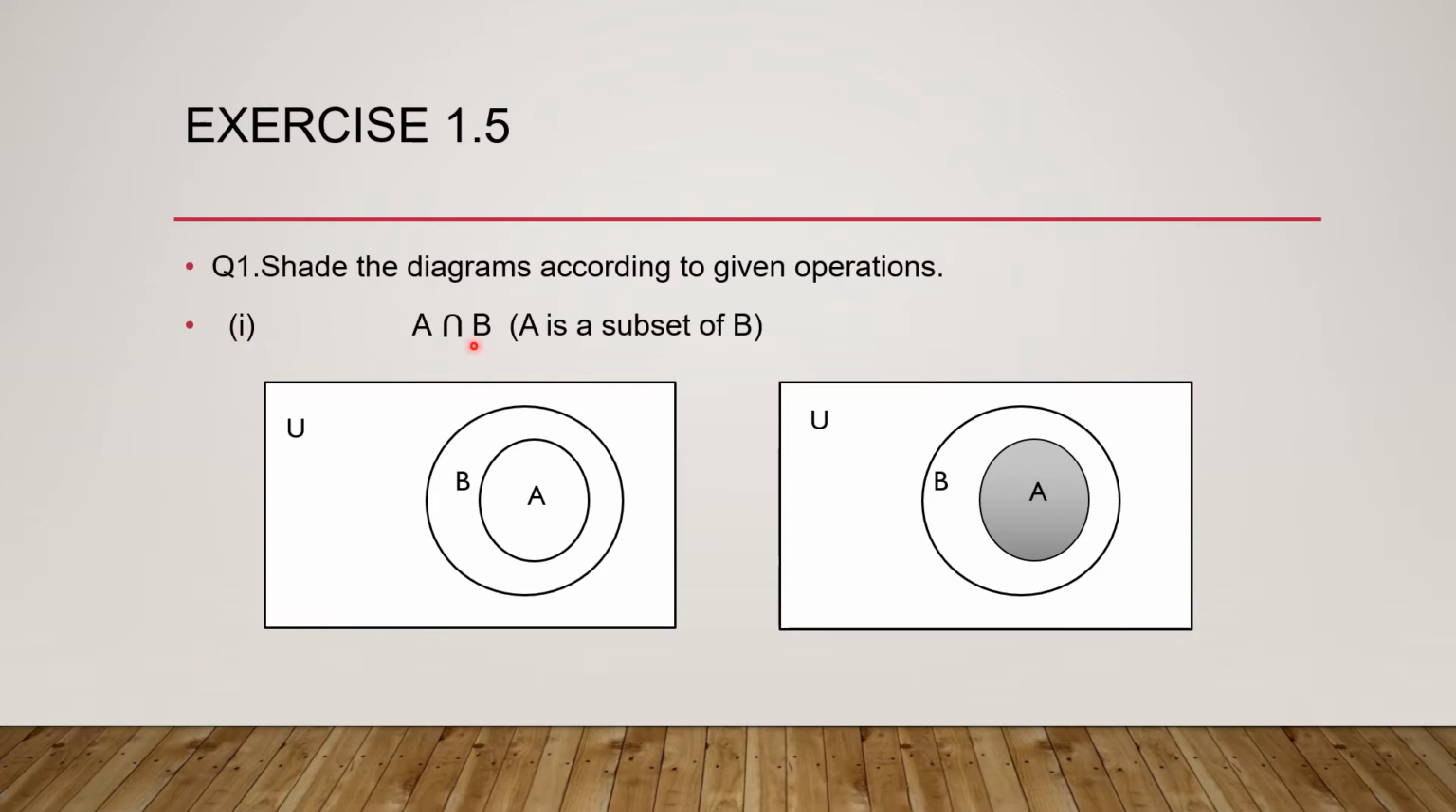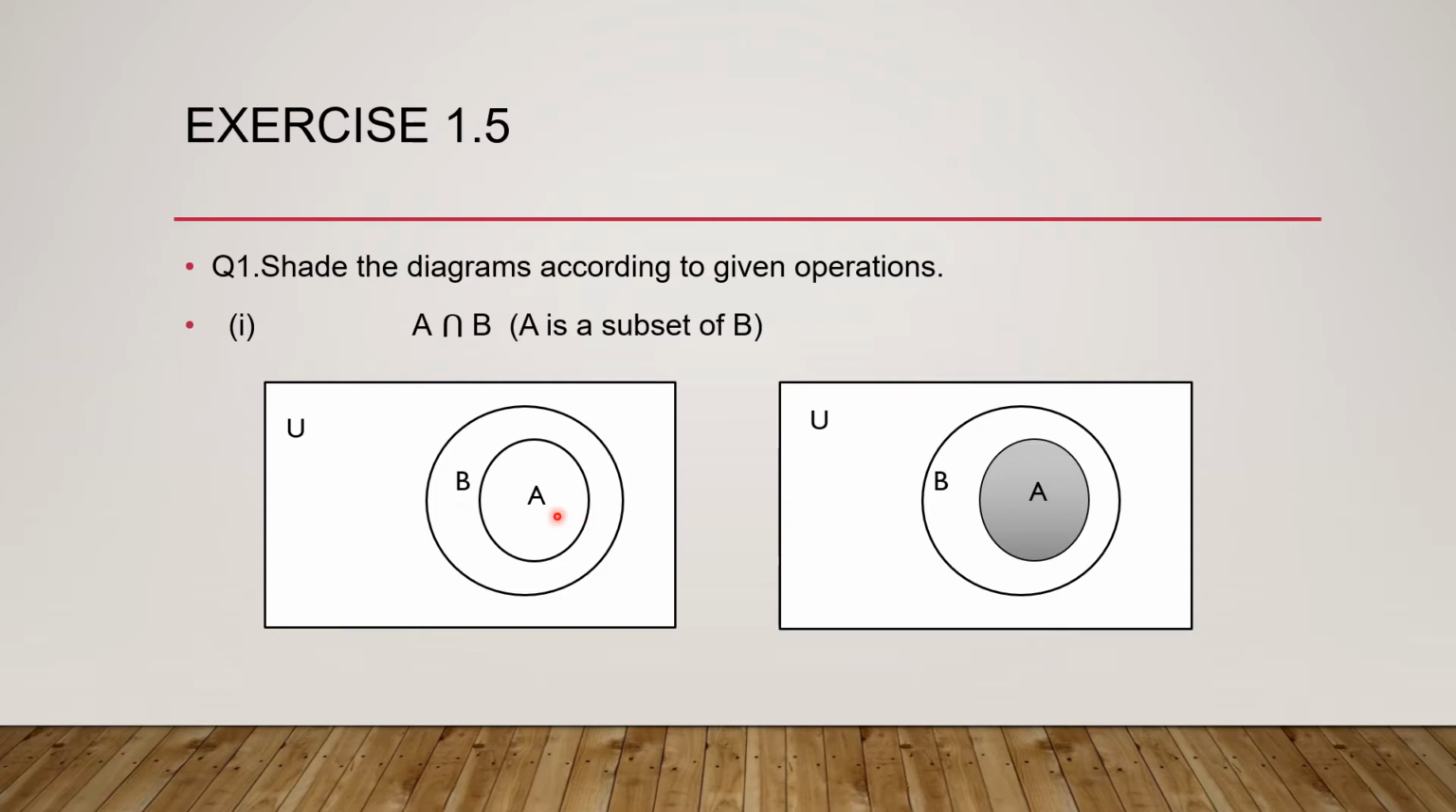Part number 1, A intersection B. A is a subset of B. Students, this diagram is given in the question. You can see here a rectangle. The rectangle shows the universal set. Inside the rectangle we have two circles, a big circle and a small circle. The small circle is inside the big circle. A is a subset of B, which means all the elements of set A are present in set B.